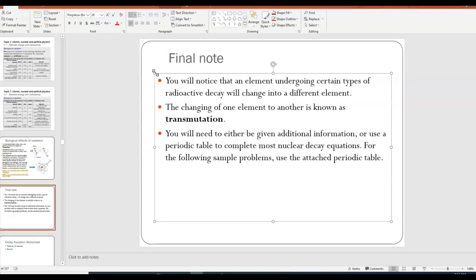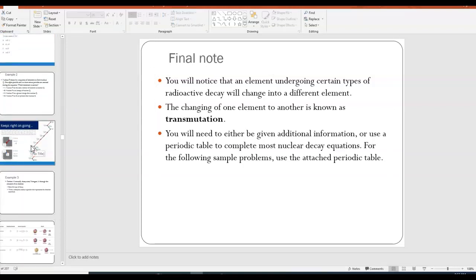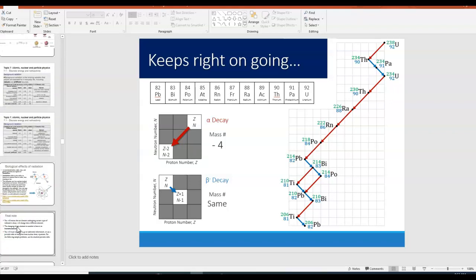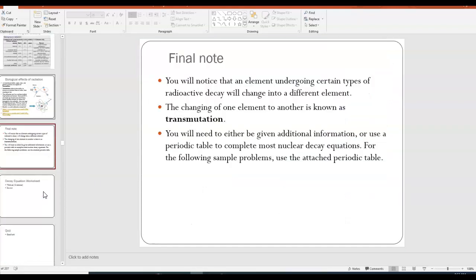Typically, when you have radioactive decay, you have some type of transmutation, one element turning into another element. And we saw that before in all of the examples we've done. Here we can see a chain of different transmutations, starting with uranium-238 and then ending up all the way down here at lead-206. Okay, so transmutation is the technical term for one element changing into another. Okay, so make sure you add that to your notes.